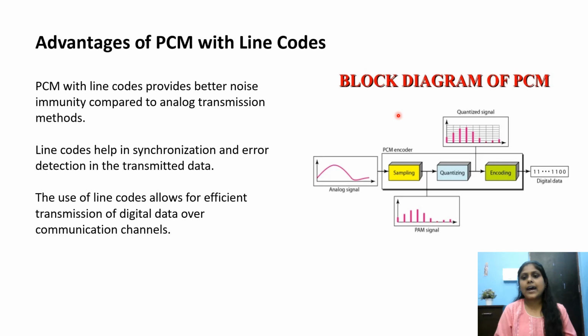As you can see in the block diagram of PCM, the analog signal is sampled, quantized and encoded, that is the PCM encoder, and it finally forms the digital data. Sampling includes the PAM signal, that is pulse amplitude modulation, and quantizing includes the quantized signal.